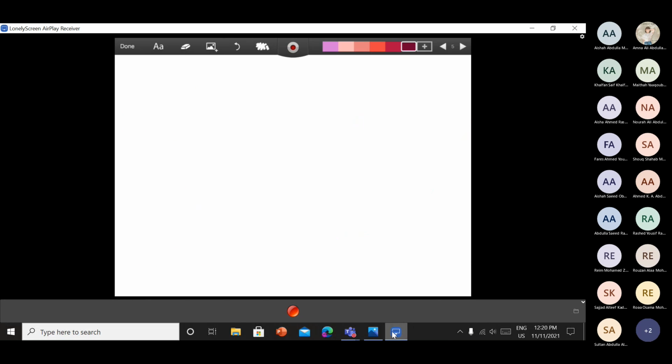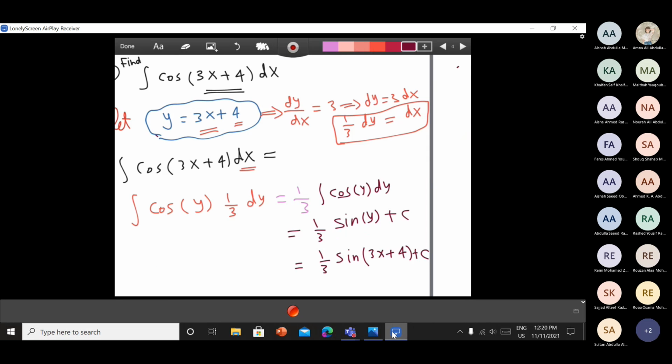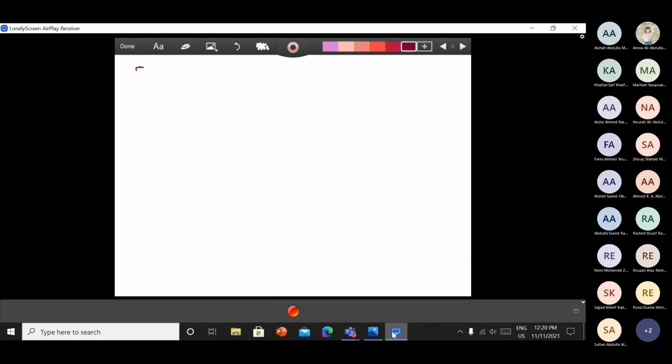Yes, let's go for the fifth one. If I am asking you to find the integration of 2x root square of 1 plus x squared dx, don't worry. What's your problem? Your problem will be the 2x or the thing under the root square.